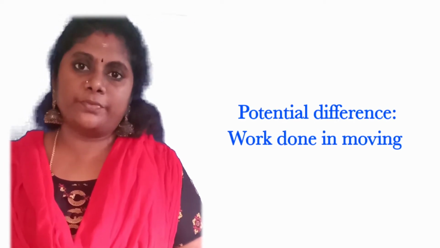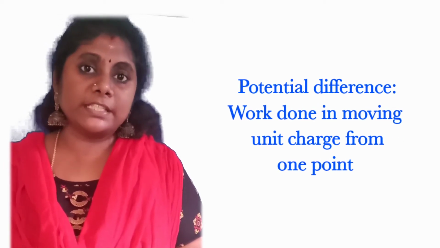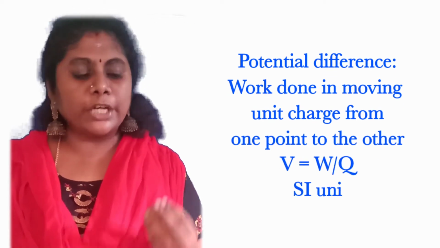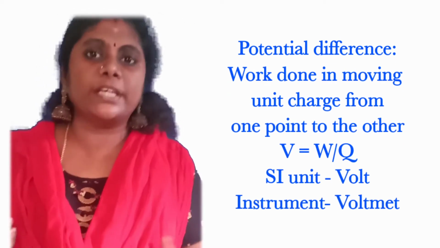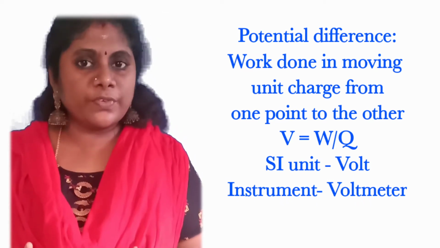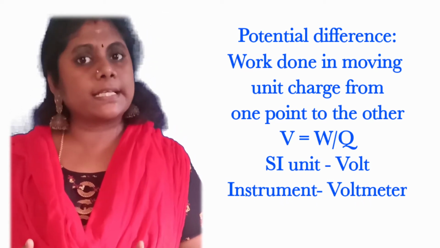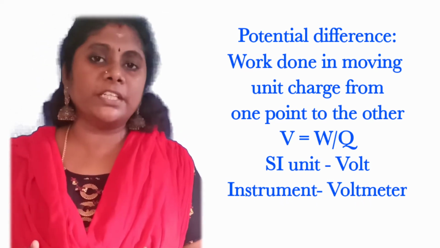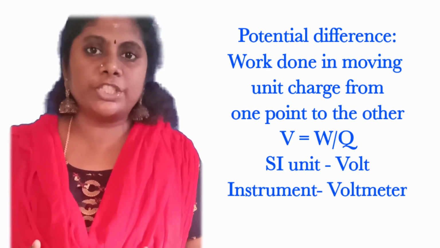Next is the potential difference. So what is the potential difference? The work done in moving a unit charge from one point to the other. So the formula is V is equal to W by Q. Its SI unit is volt, and voltmeter is used to measure the potential difference.